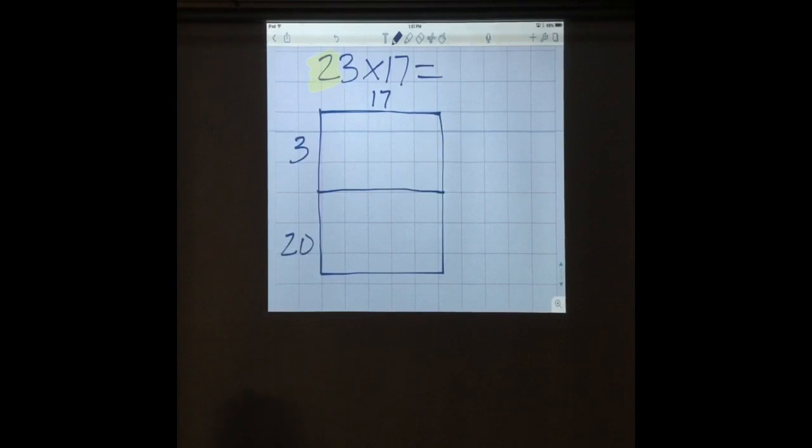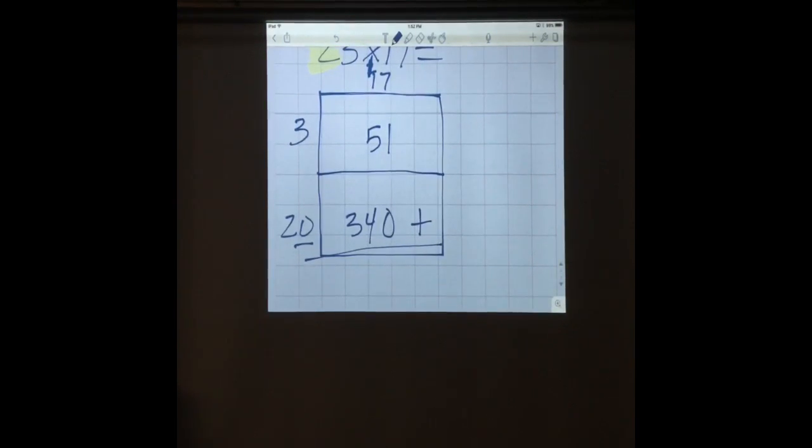That'd be fine. So what's 3 times 7? 21. Put our 1, carry our 2. 3 times 1 plus 2. 5. So we have 51 here, right? Yes. Okay. Let's start with our 0. 0 times 17 is 0. 2 times 7, 14. We're going to carry the 1. And 2 times 1 is 2, plus 1, 3. 340. And now we're going to add them together because we broke them apart.